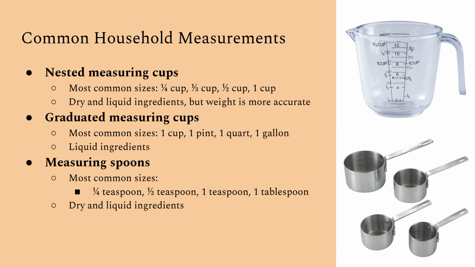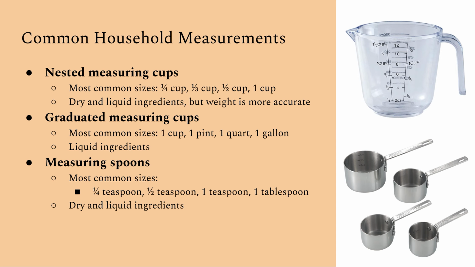So moving on, our graduated measuring cup that is pictured on the top there. The most common sizes you're going to see are 1 cup, 1 pint, which is 2 cups, 1 quart, which is 4 cups, and then 1 gallon, which is 16 cups. These are definitely only supposed to measure liquid ingredients. So if you are ever asked to go get 1 cup of something, but it is a dry ingredient, go ahead, grab a nested measuring cup instead, and do not grab the graduated measuring cups.